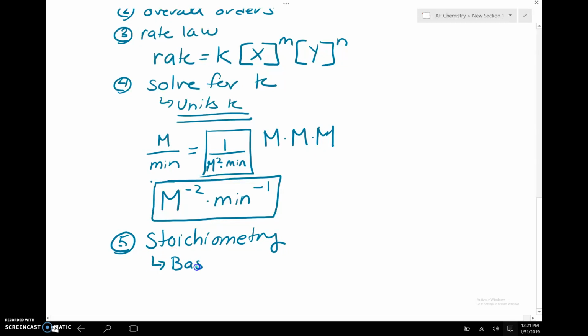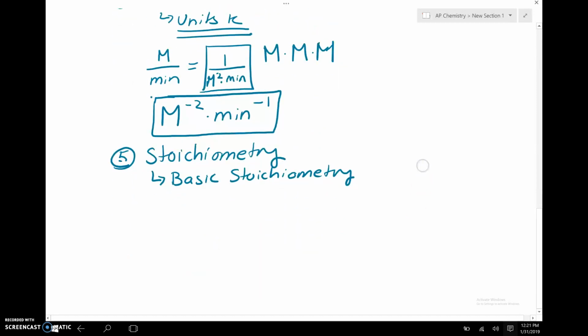One could be basic stoichiometry, which means they just provide us with some data and they ask us to calculate the moles or grams of something else, or in this case, maybe concentration of something else. Normally, in a problem like this, we can assume 1 liter so that we can use concentration as if it's equivalent to moles.